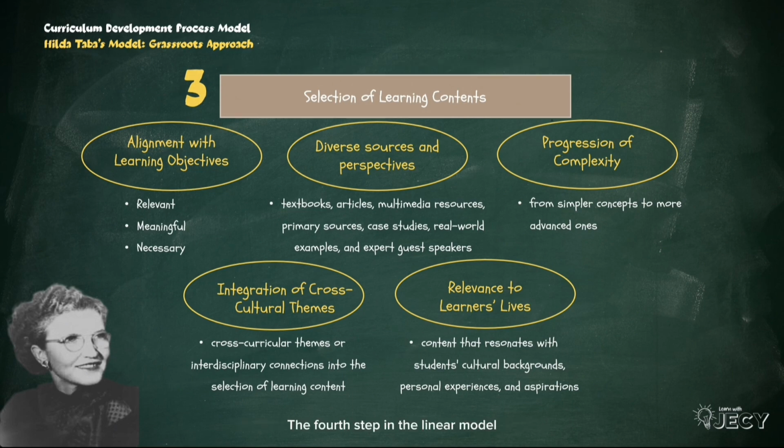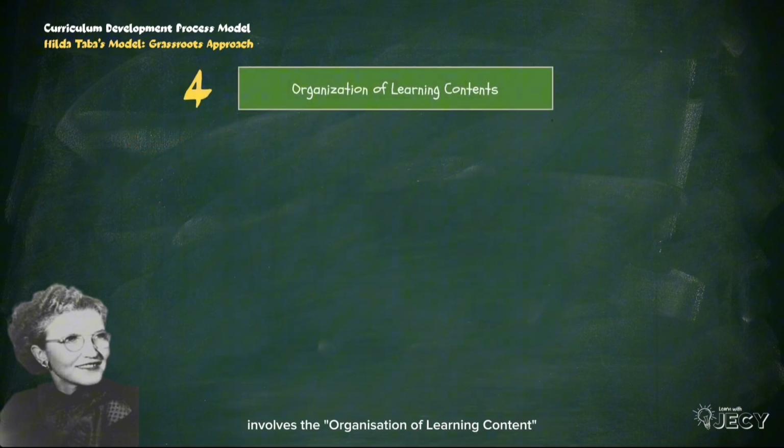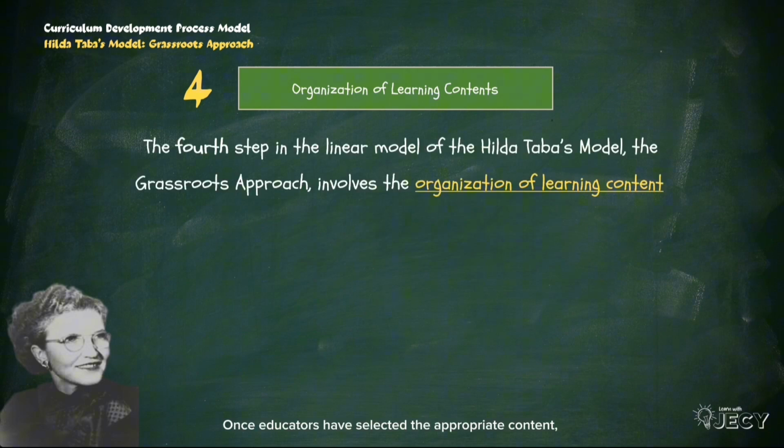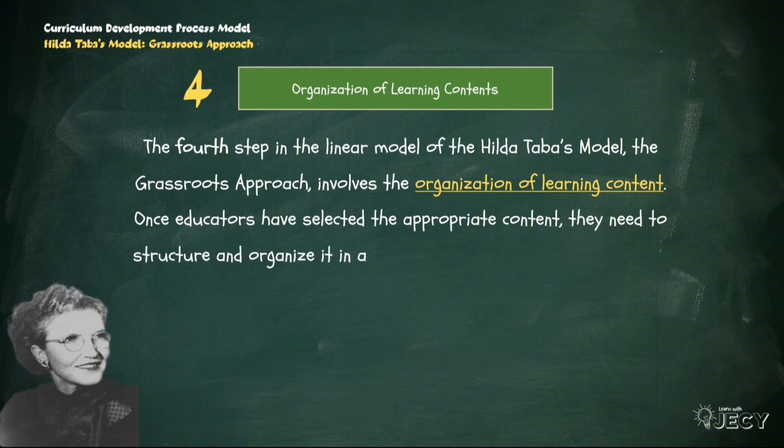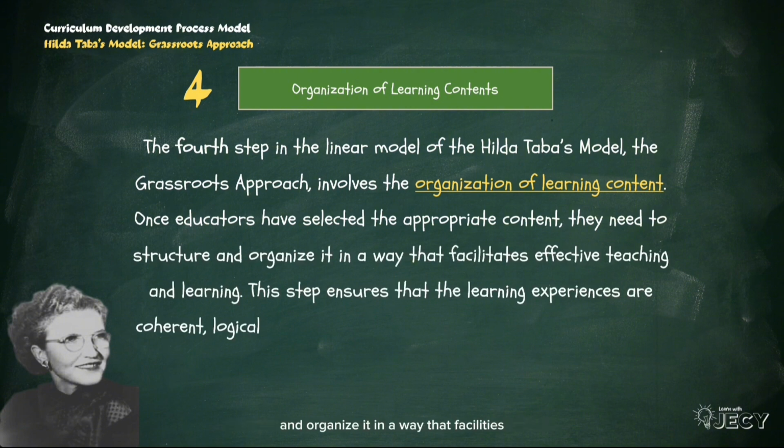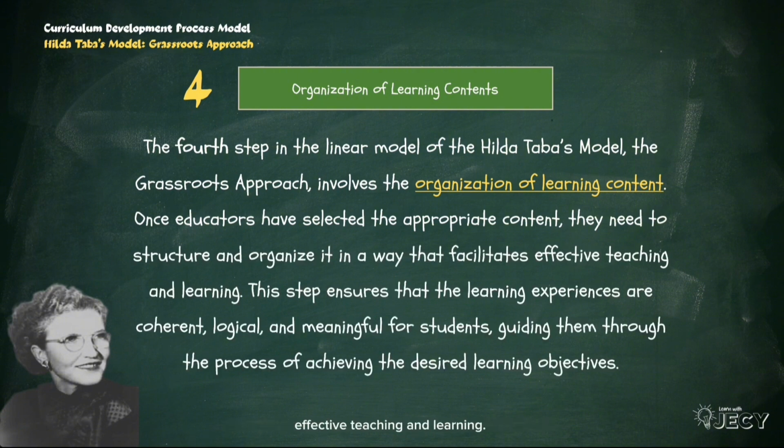The fourth step in the linear model involves the organization of learning content. Once educators have selected the appropriate content, they need to structure and organize it in a way that facilitates effective teaching and learning. This step ensures that the learning experiences are coherent, logical, and meaningful for students, guiding them through the process of achieving the desired learning objectives.